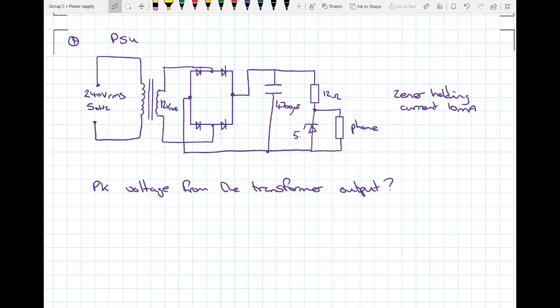So we'll put a 5.1 volt Zener diode there. So the first question is, what is the peak voltage from the secondary windings of the transformer, the output for the transformer? So we've got a nice little RMS to peak conversion to start with. So we're going to have our 12 volts times by root 2 equals 16.9 volts. Okay, so our peak voltage should be larger than our RMS voltage.